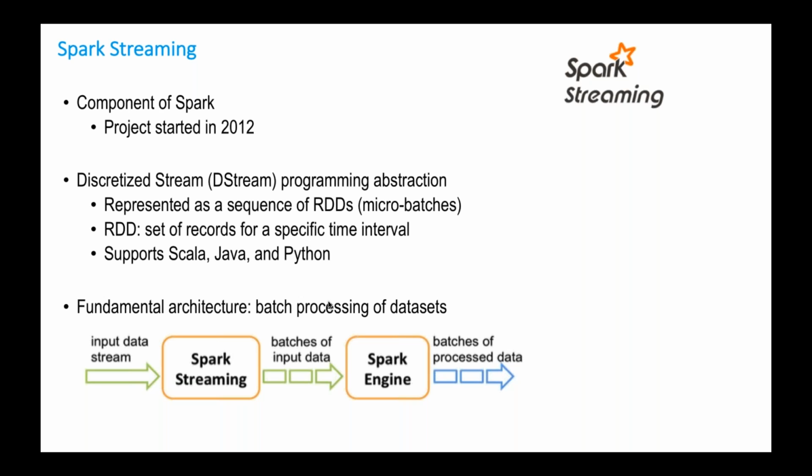Spark streaming defines a new abstraction, which is called discretized streaming, or D-streams. Just like Spark Core uses RDDs, Spark streaming uses D-streams. A D-stream represents a sequence of RDDs where each RDD is a collection of records accumulated within a specific time interval.